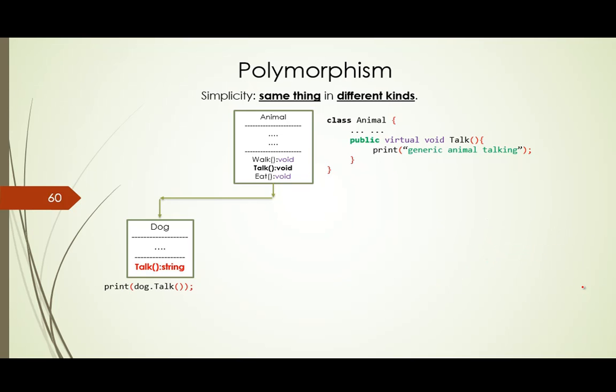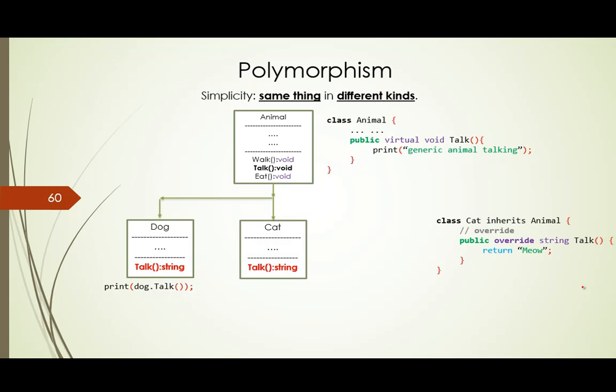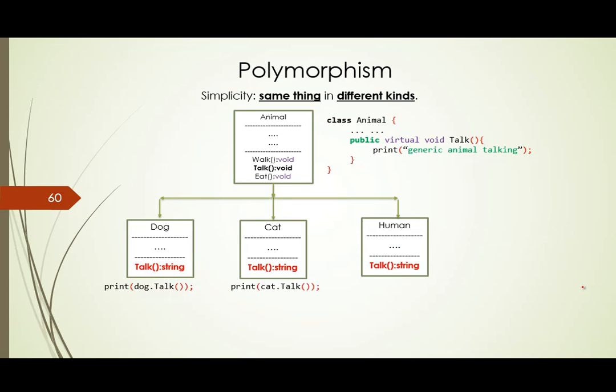That's it. So let's say we have another class called cat, and we want its behavior to say meow. So we're overriding the talk method in the cat class, and it's very simple and straightforward. I don't think it would be a problem to understand. And when you call cat.talk, it will say meow. So let's say you have human. Human says hello. When they talk, they say hello. That's it. It's pretty straightforward.